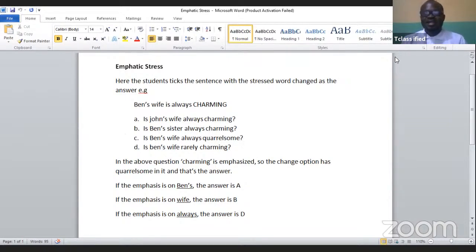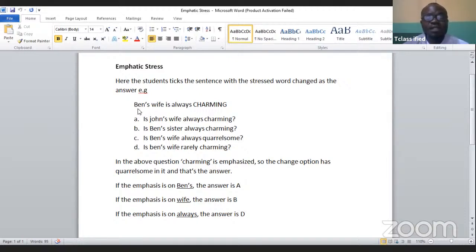Okay, so let's look at emphatic stress in English. In every emphatic stress problem that you're going to get in English, you'll be expected to check out the stressed word. Then you look through your options. Anywhere the stressed word is changed, that is the answer. So let's take an instance.